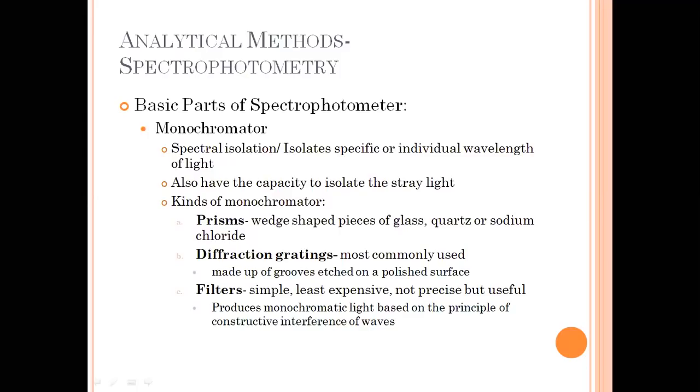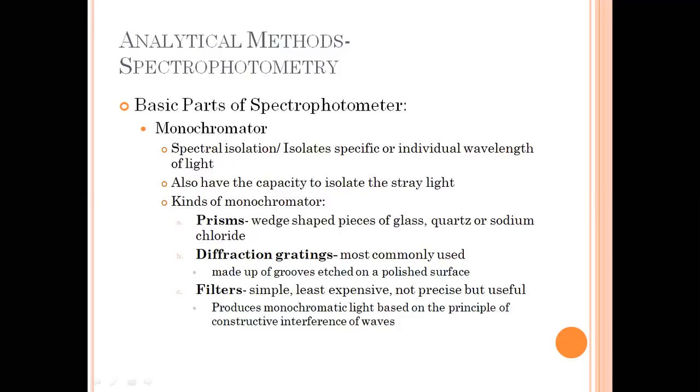Okay, so this is very important for spectral isolation. It isolates a specific or individual wavelength of light, which is needed for measurement. It also has the capacity to isolate stray light. For example, some spectrophotometers don't have an entrance slit, so there is stray light that could hit the monochromator. So another purpose of the monochromator is that it has the capacity to isolate the stray light. So what are the different kinds of monochromator?